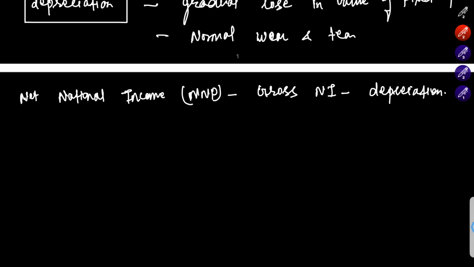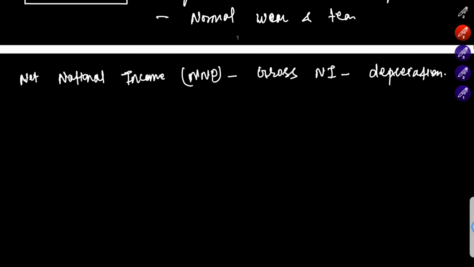In national income, to calculate national income, we have to add only the value of final goods and services, not the intermediate goods. If we calculate the value of intermediate goods, it leads to a double counting. That's why we have to add only the value of final goods and services to calculate national income.